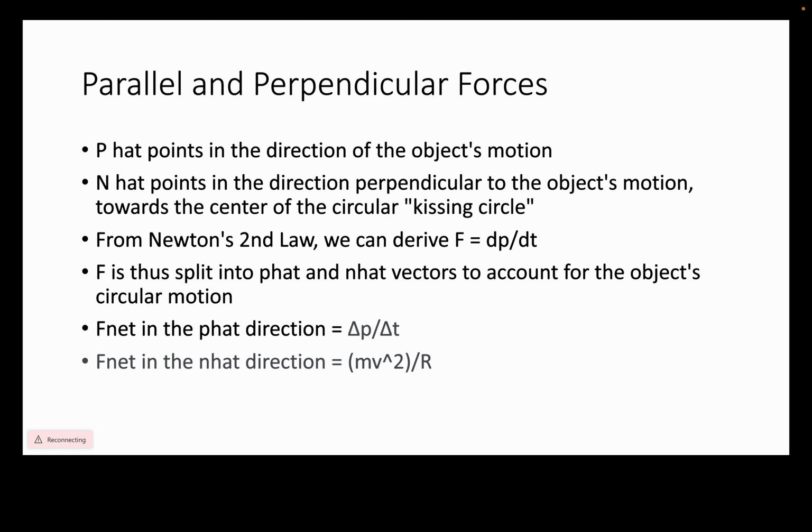This is a circular motion problem, so we also have parallel and perpendicular forces in both parts of the lab. The p hat and n hat vectors refer to the parallel and perpendicular forces. Using Newton's second law, we can also derive that the force equals the change in momentum over the change in time. From there, we can conclude that the force in the p hat direction will be the delta p over delta t that we found here for the force. And the force in the n hat direction for the centripetal will be mv squared over r.